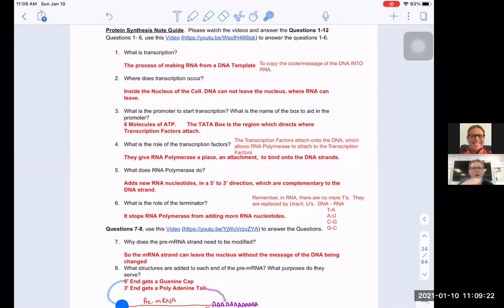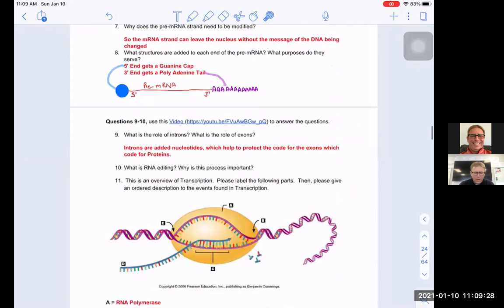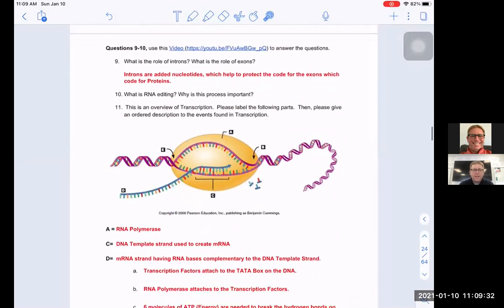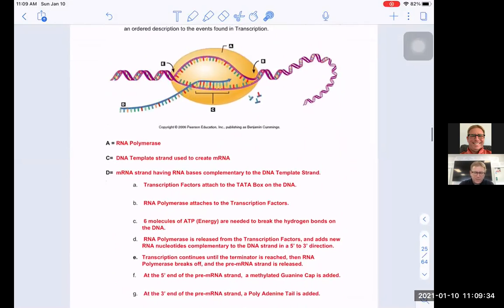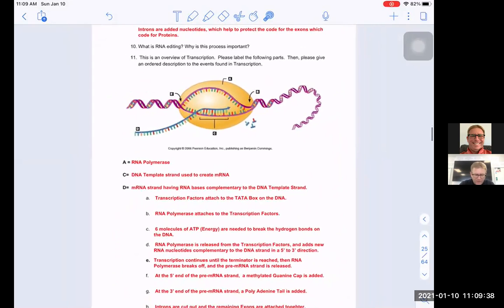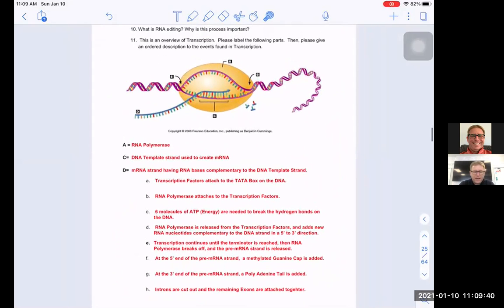So you should be writing all of these notes down then. Again, we're going to be doing 1 through 8 today in class. Then the homework assignment, you don't have to worry about 9 and 10. We'll do that later on. And then we'll finish up with number 11, which is a nice little review of the whole idea of transcription. Transcription is to write down the message of the DNA into RNA.